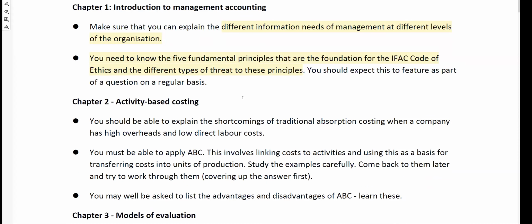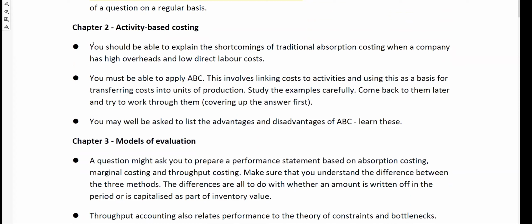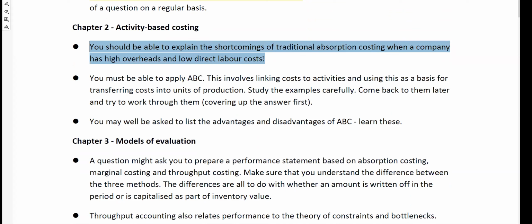Yes, please. Second, you should be able to explain the shortcomings of traditional costing when a company has high overheads and low direct labor cost. Can we do this? The disadvantages of traditional costing against ABC. Can you do this?